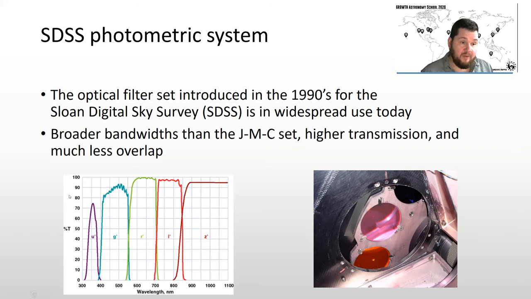This is the same plot as before, transmission versus wavelength, compared to the Johnson set. These are much squarer compared to the Johnson ones. They're much more like a square top hat shape. So over their bandpass, over their wavelength range, they're much closer to flat at the top. They have a higher transmission over a higher wavelength range. They don't overlap. They're nice, separate and distinct from each other. And they have broader bandwidths, so they let in more light, essentially. These are improvements in every possible way over the previous set for doing astronomy.